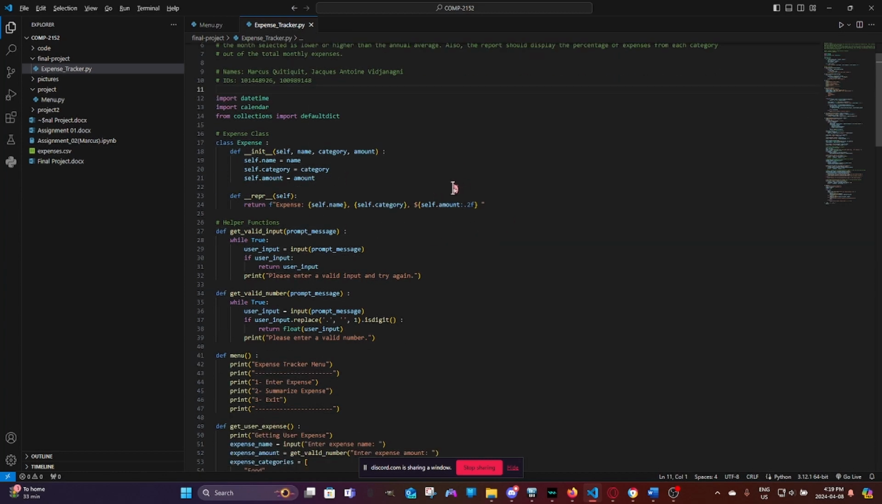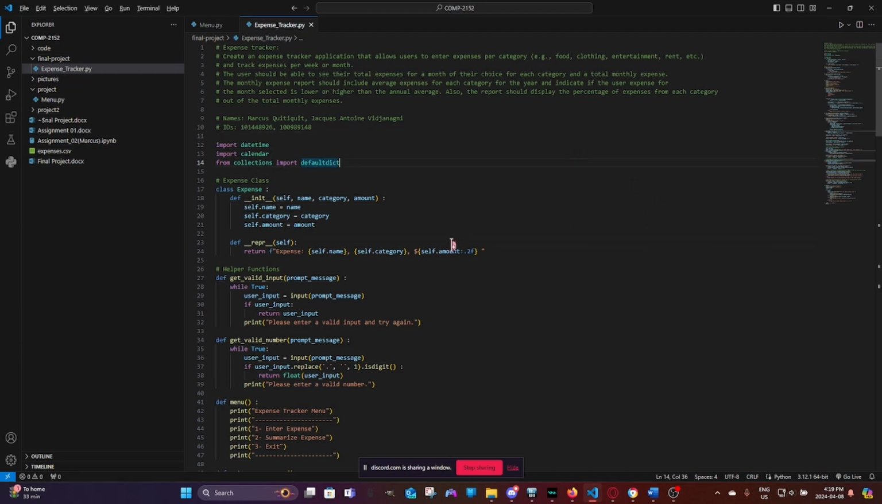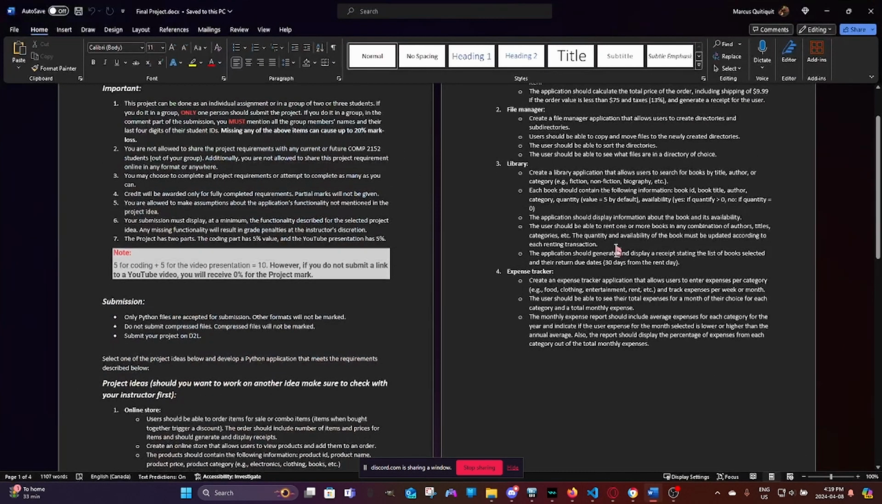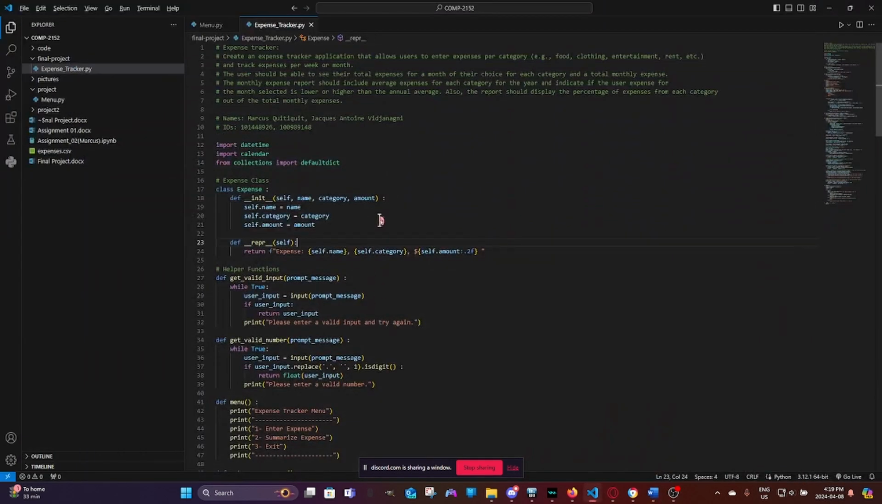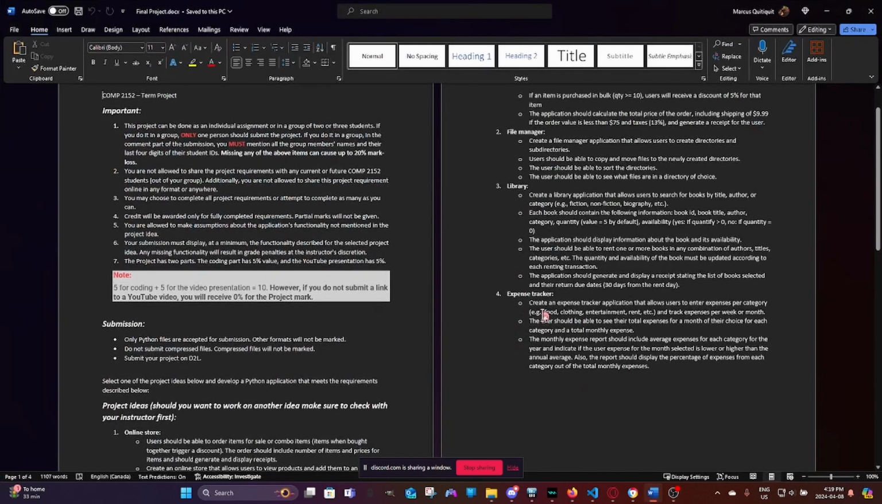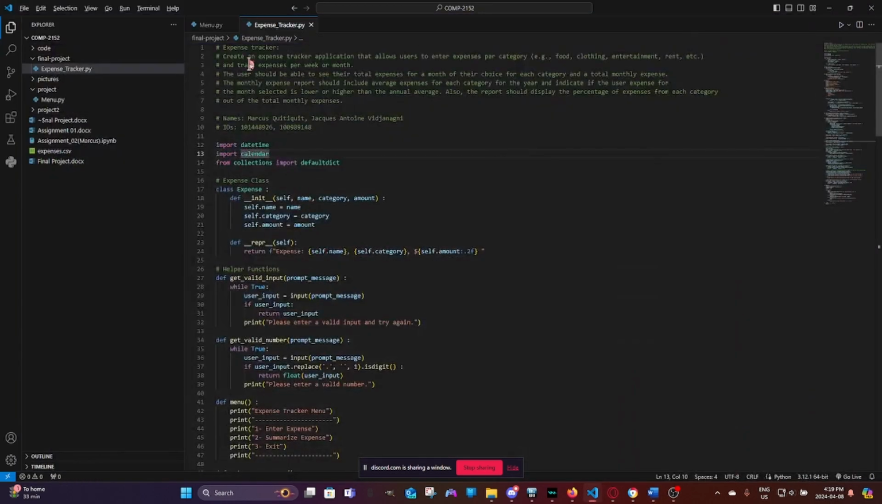We are a two-person group only. So we did this final project, and we chose expense tracker. You can see here, we chose the fourth one. Now, here are our names and our IDs.